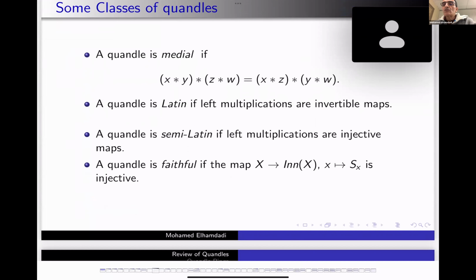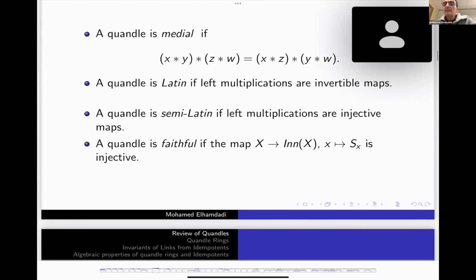A quandle is semi-Latin if left multiplications are injective maps. In the finite case, semi-Latin is the same as Latin, obviously. A quandle is faithful if the map sending X to Inn(X), the group generated by right multiplications, or S sub X, which we call the symmetry S sub X, is injective. Notice that this is a quandle homomorphism. On the left, you have the quandle X. On the right, you have the group Inn(X), the group of right multiplications. You consider it with conjugation.